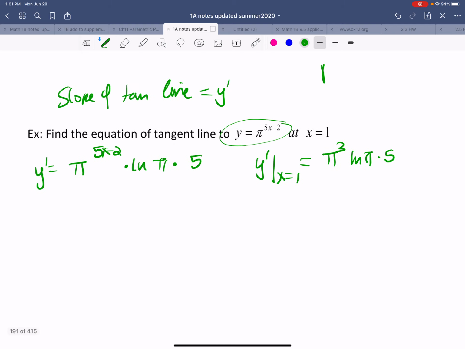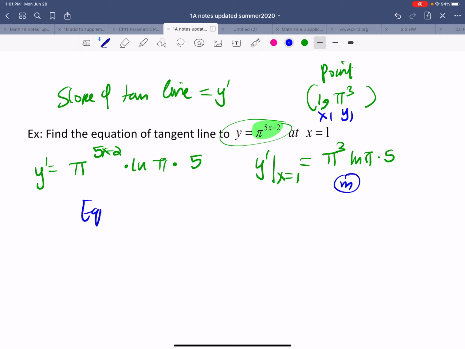We also need a point on the line. To get the point on the line when x is 1, what is the y value? So we're going to replace x as 1 in here. That would be pi to the third power. Now this is my point x1, y1, and this is my slope m.